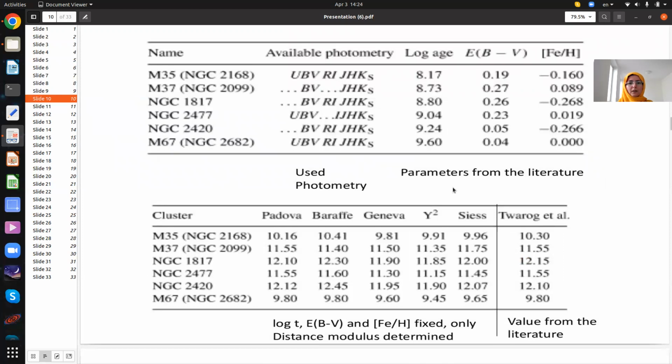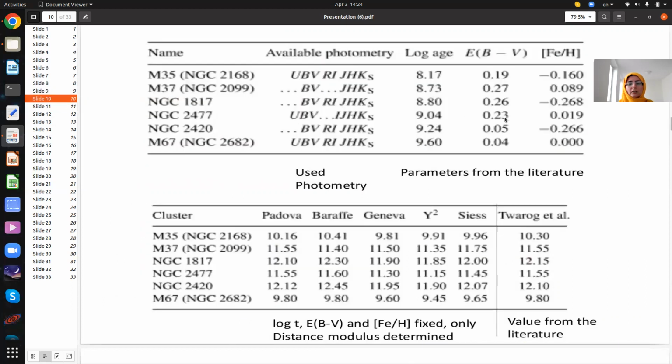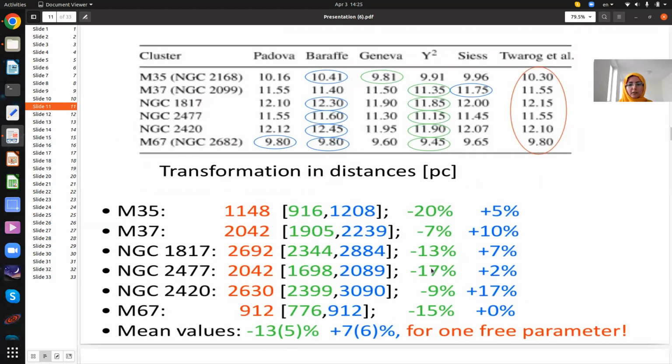Also here you see 6 famous star clusters, which we know already. You see the age, reddening, and metallicity. If we fix 3 of them, for example, if we fix the age, metallicity, and reddening, but the distance modulus is different, then we see the output is different, as you see here.